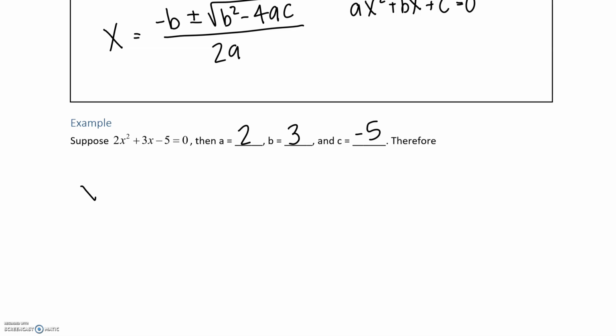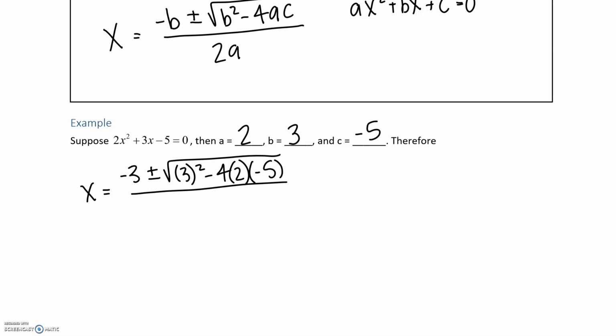So we are going to have x equals negative b, so we're going to have a negative 3, plus or minus the square root of b squared, so we're going to have 3 squared, minus 4 times a, which is 2, times c, which is negative 5, all over 2 times that a, which is 2. So from here, we're just going to simplify this.